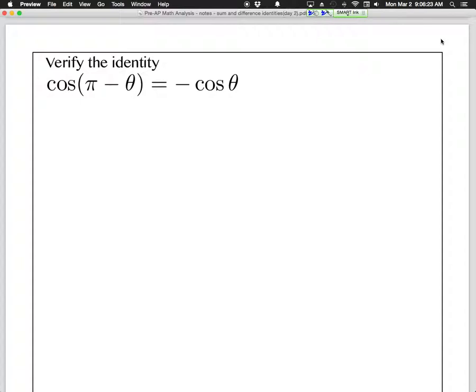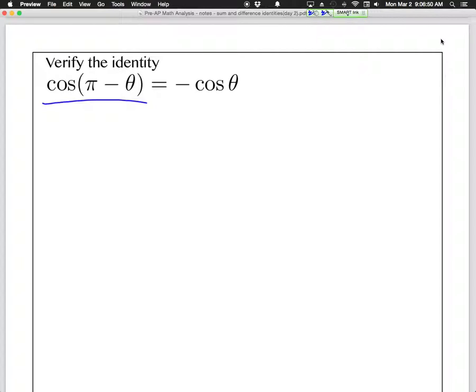All right, so we want to verify the identity, and we want to use some different identities to verify this identity. So we want to prove that cosine of pi minus theta is equal to negative cosine of theta. So I'm going to do the left side. What do we notice about the left side? It's cosine of a minus b.